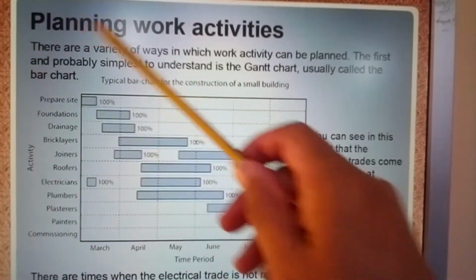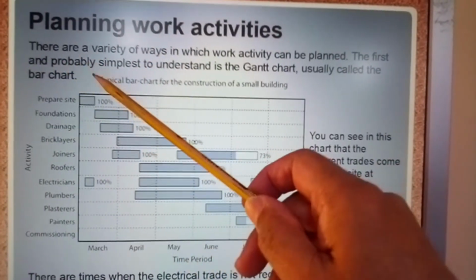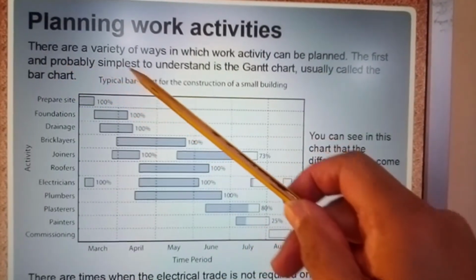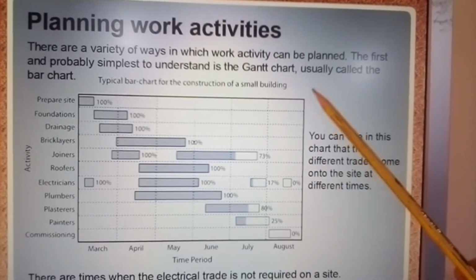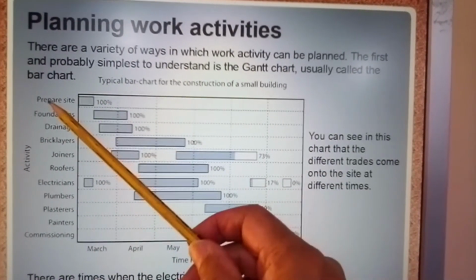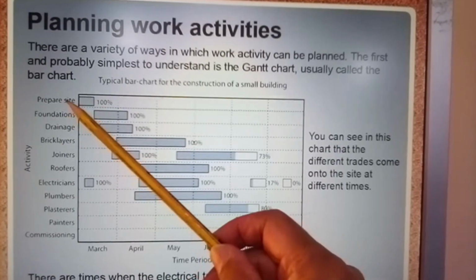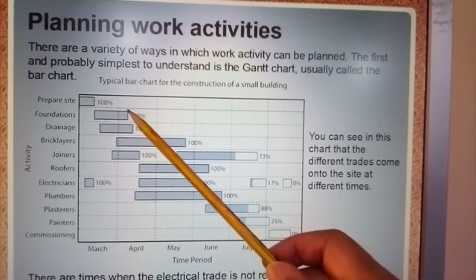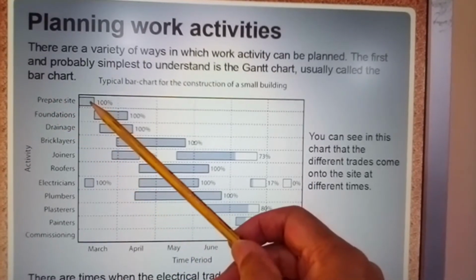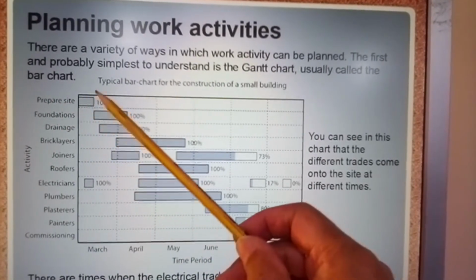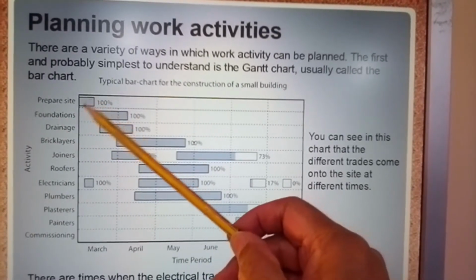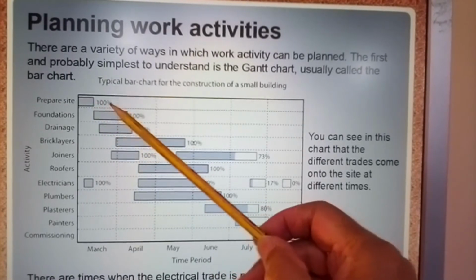Now, planning work activities. There are a variety of ways in which work activity can be planned. The first and probably simplest to understand is the Gantt chart, usually called the bar chart if you like. Now, preparing the site. What they're saying here is, taking it from 100%, how long it will take to prepare the site.